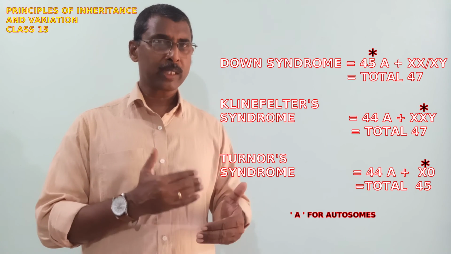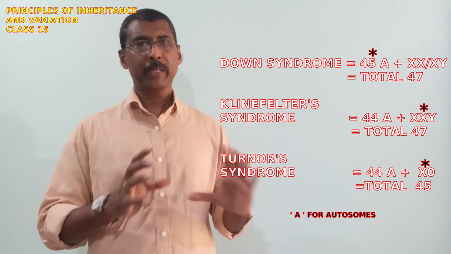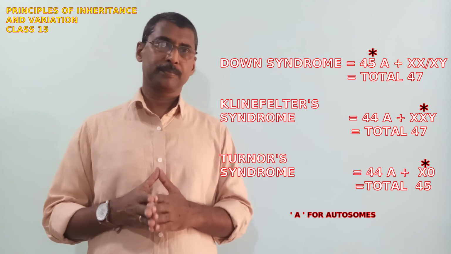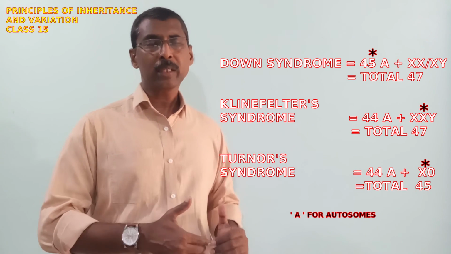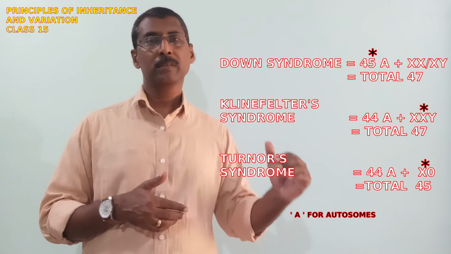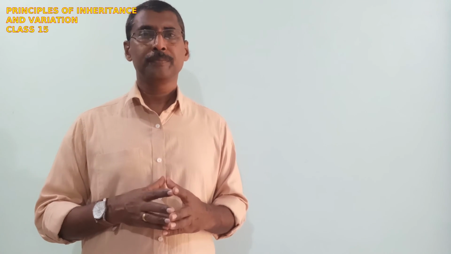For the next trisomy, sex chromosomal trisomy, Klinefelter syndrome, the chromosome pattern is 44 plus XXY. And for Turner syndrome, the chromosome pattern is 44 plus X. So, okay. These are some of the numerical changes under aneuploidy of chromosomes. Okay, we shall wind up the class here.